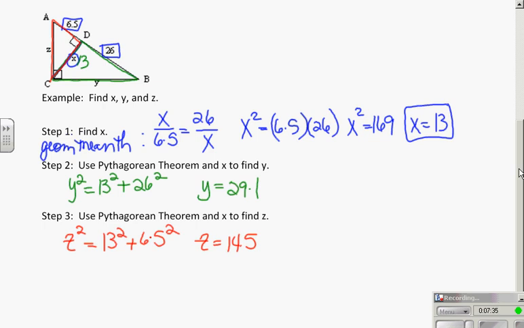So that Pythagorean theorem, useful little theorem, always comes in handy with right triangles. And then the geometric mean helps you solve very quickly and without a ton of thought for that altitude piece.